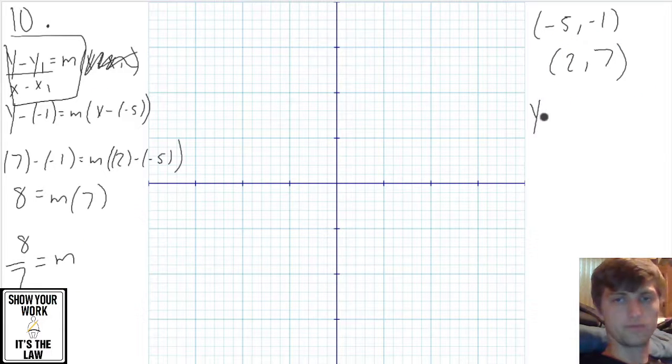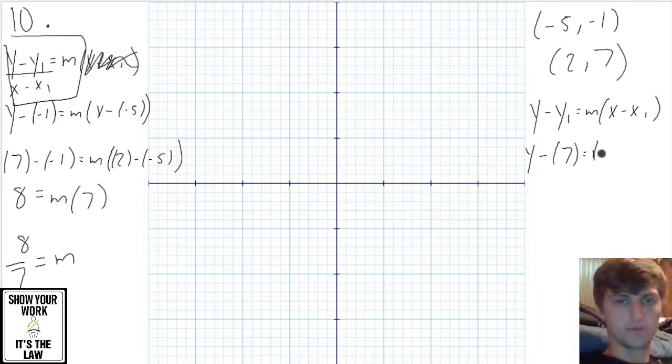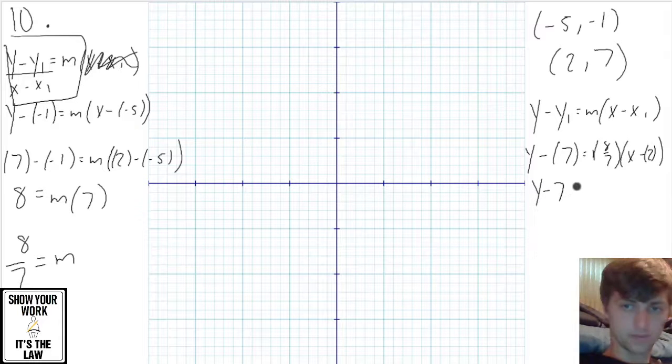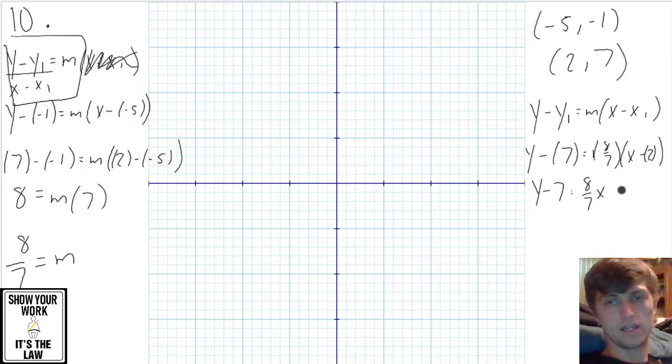Rewrite our point slope form. Y minus y1 equals m times x minus x1. Y minus our point, our y is 7. Our slope is 8/7. Our x is 2. We got y minus 7 equals 8/7 times x, which is 8/7x. And then 8/7 times -2 gives us -16/7. Add a 7 to each side.